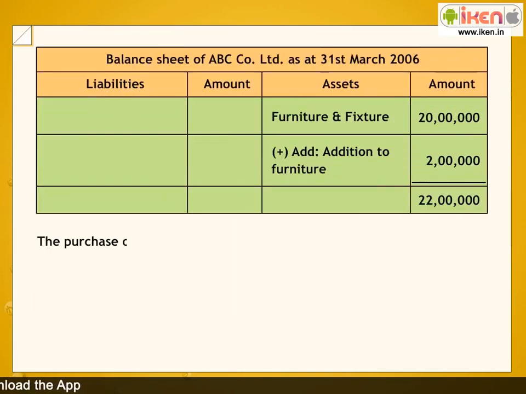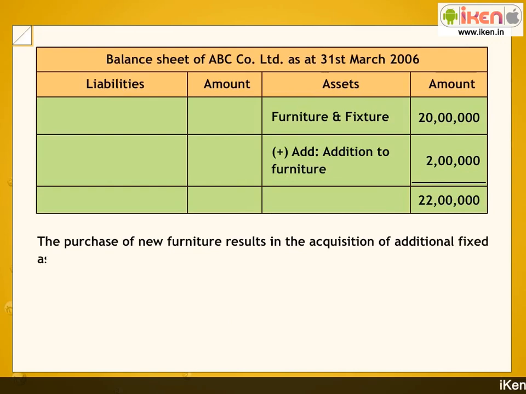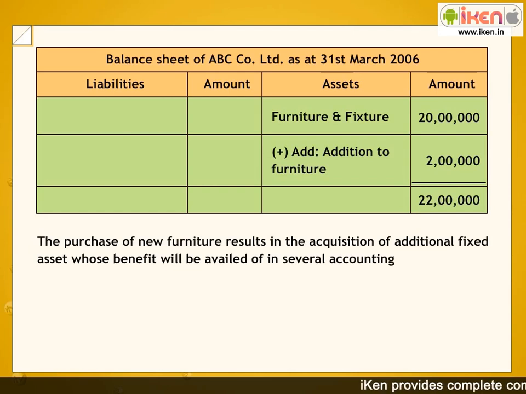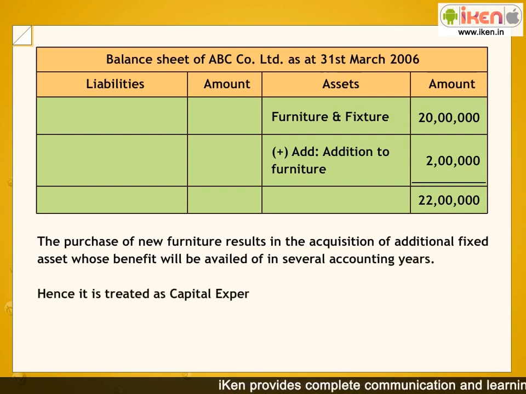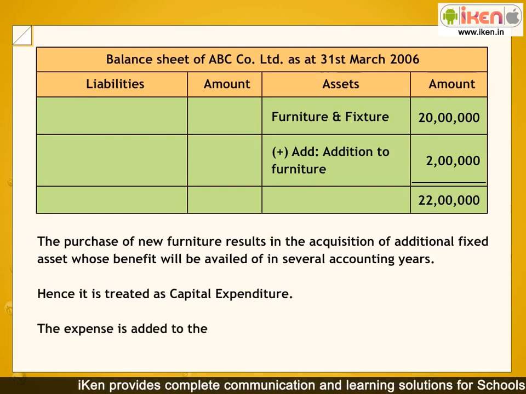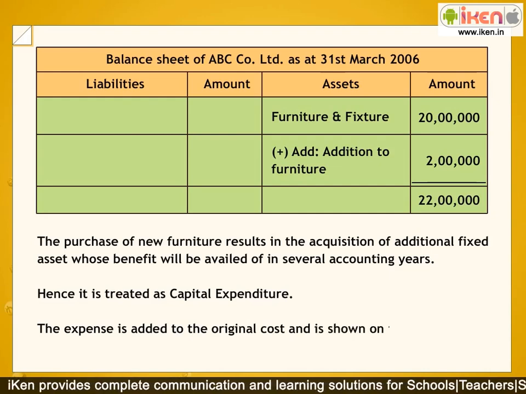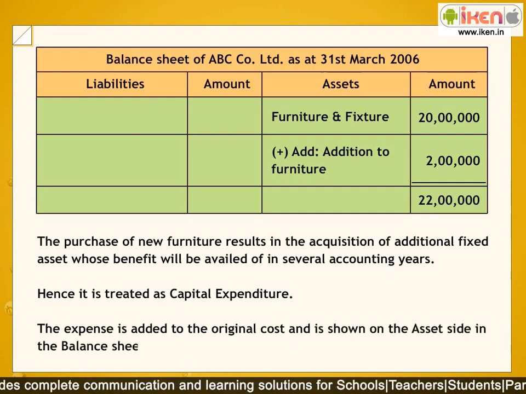The purchase of new furniture results in the acquisition of additional fixed asset whose benefit will be availed of in several accounting years. Hence, it is treated as capital expenditure. The expense is added to the original cost and is shown on the asset side in the balance sheet of the company.